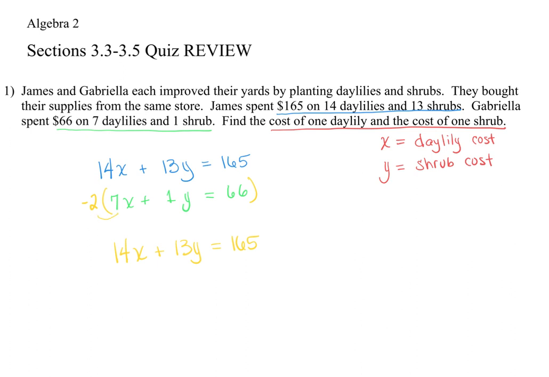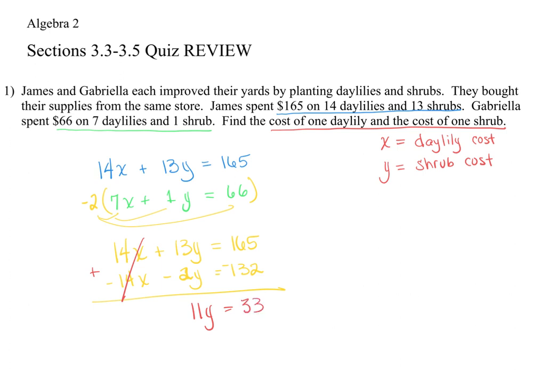I'm going to multiply everything by this -2: -14x, -2y, and -132. Once I've done that, I can add down. My x's will eliminate. 13 and -2 give me 11y. 165 and -132 give me 33.